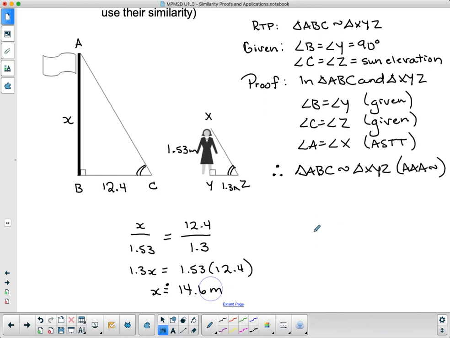And that's in meters. And we need a therefore statement. Therefore, the flagpole is 14.6 meters high.